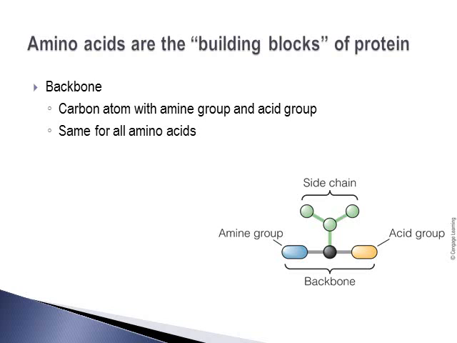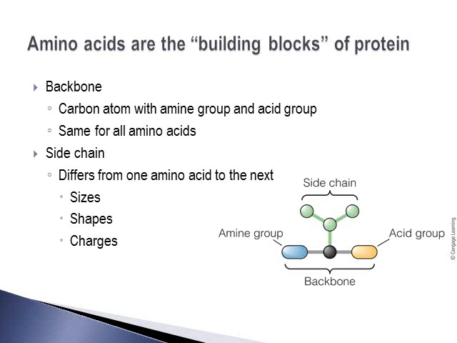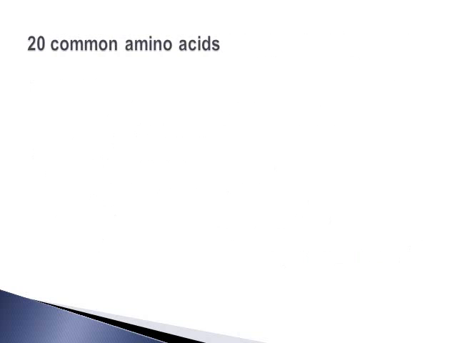The backbone, as you can see here, is the same for all amino acids. So it's a carbon atom with an amine group and then an acid group attached. So that's the same for all amino acids. Doesn't matter what the amino acid is, the backbone is going to be the same. What differs between amino acids is this side chain. And the side chain can differ in size, in shape, and then in the total charge.